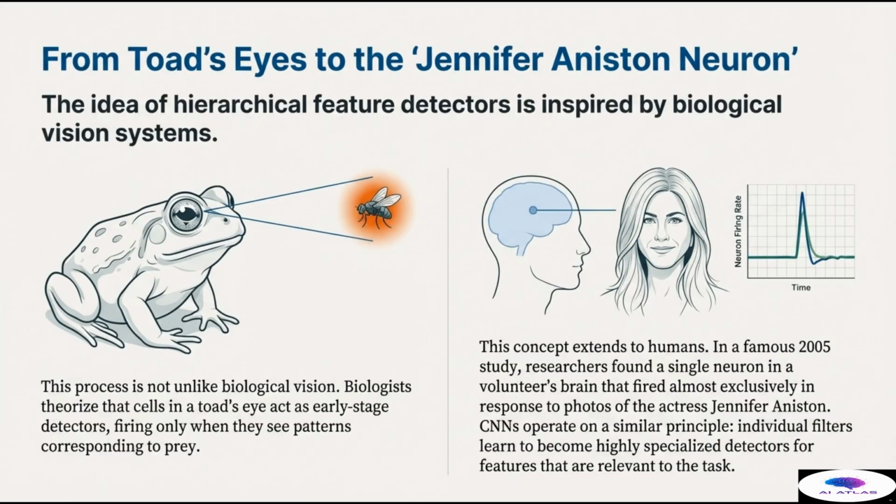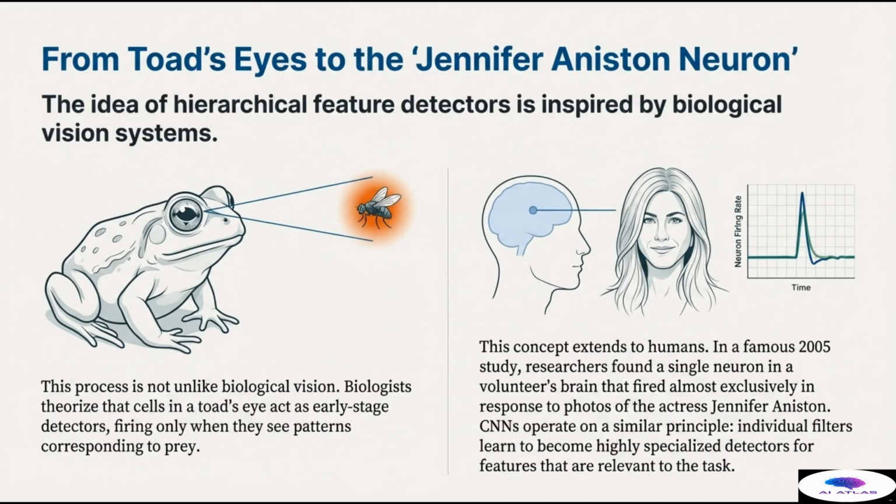The concept of hierarchical feature detectors found in CNNs is not a mathematical invention alone. It is deeply inspired by biological vision systems. Consider the simple case of a toad. Biologists theorize that specialized cells in a toad's eye act as early-stage feature detectors. These cells are highly tuned to specific patterns, such as small, moving, dark spots, and they only fire when they detect something corresponding to potential prey, like a fly. This mechanism allows the toad to quickly and efficiently filter the world for survival-critical information.